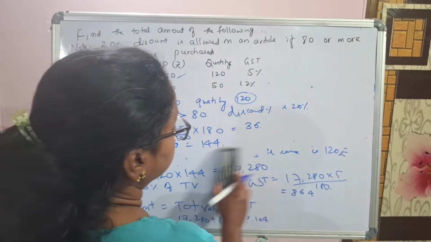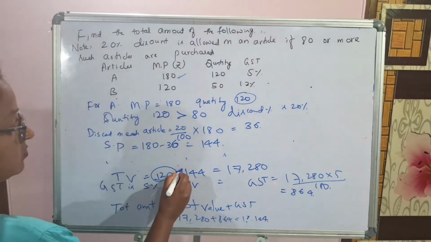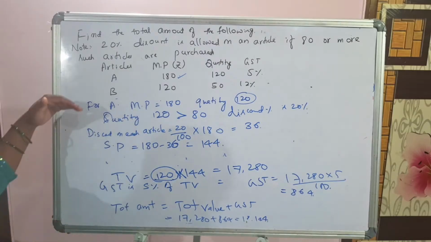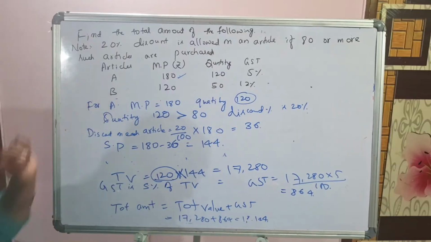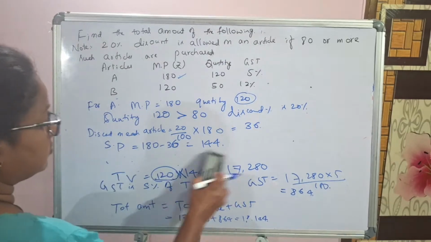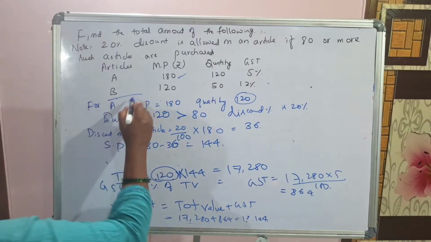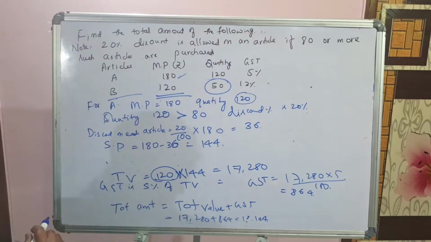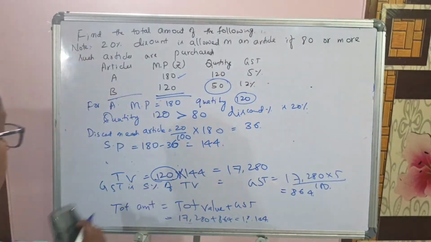Don't get confused. This 120 is the quantity of article A. We have calculated only the total price of article A, not both. In the same way, we have to calculate the total value of article B also. Here for article B, the discount is not applicable because the quantity is less than 80. So only a small change is needed.